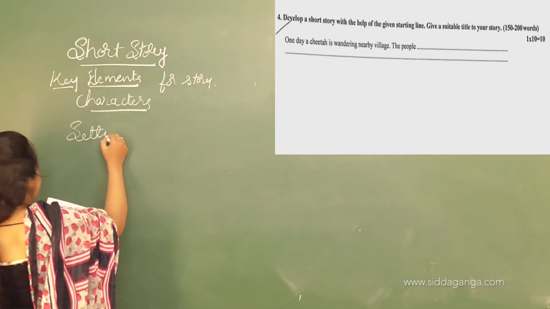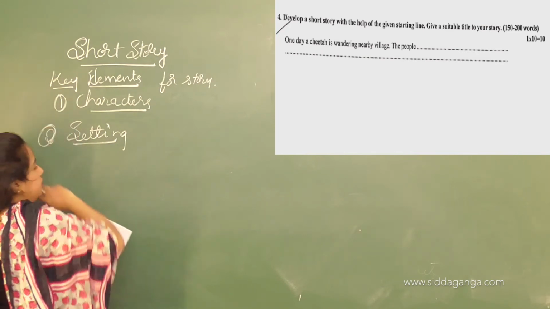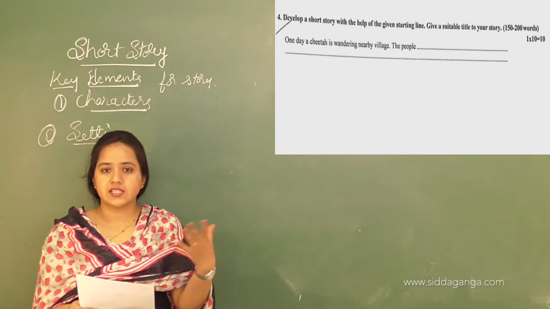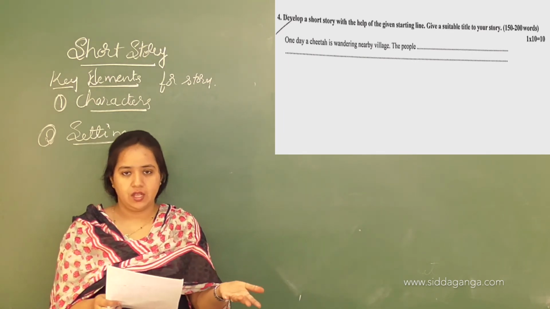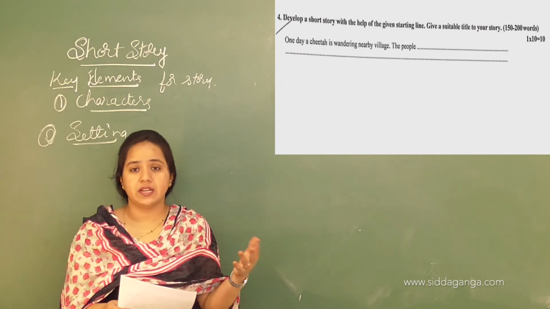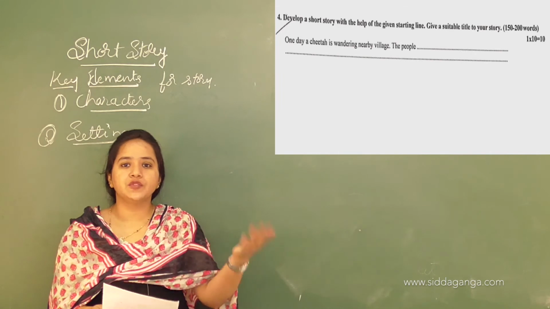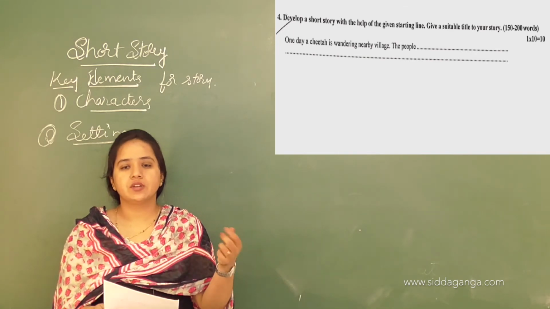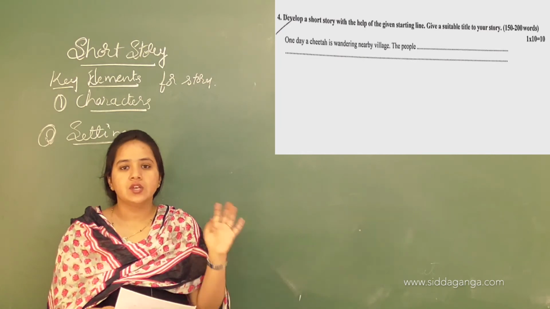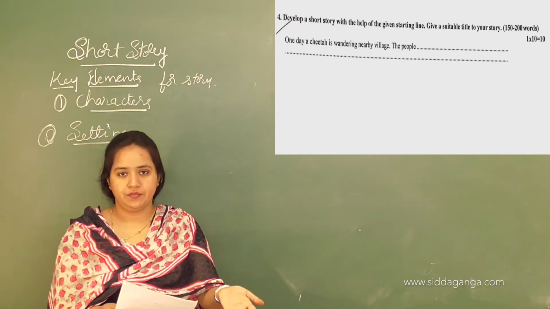The next is setting. Setting means where the story is set. It can be a time, like the present, the past, or the future. You will get some stories where the story is set in the future, not in the present. When you read the whole story, you understand that it is set in the future.